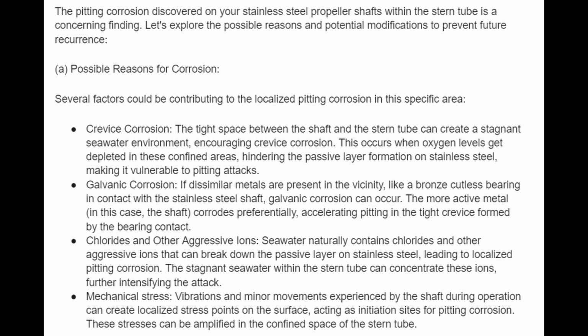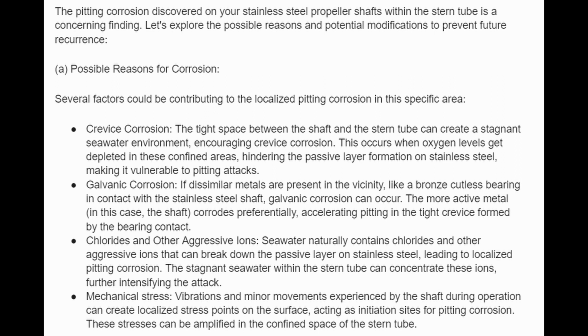Galvanic corrosion. If dissimilar metals are present in the vicinity, like a bronze cutlass bearing in contact with the stainless steel shaft, galvanic corrosion can occur. The more active metal, in this case the shaft, corrodes preferentially, accelerating pitting in this tight crevice formed by the bearing contact.